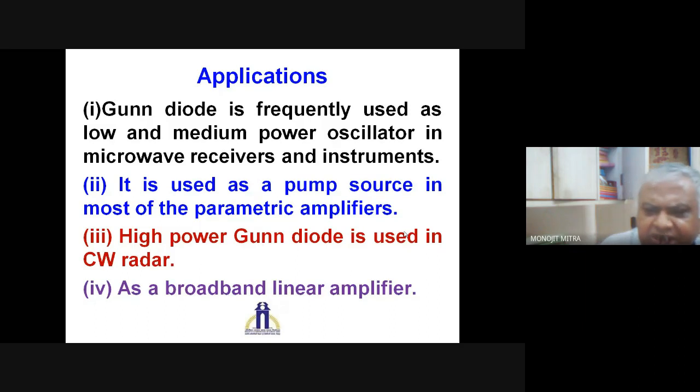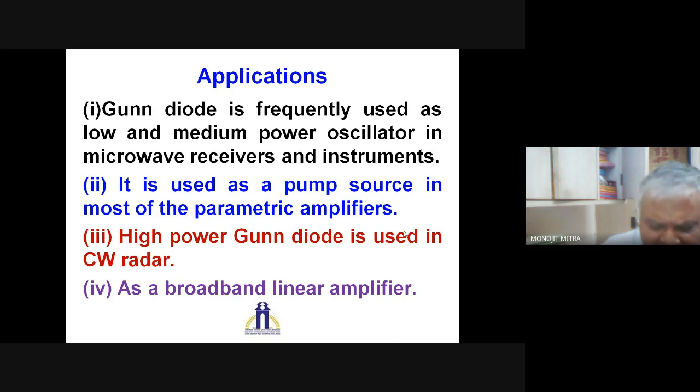A high power Gunn diode can be used in CW or continuous wave radar, because I told you radar is probably one of the most important inventions. In my view, it is the best invention of the 20th century. Anyhow, we will discuss it again. Radar is covered in detail in your 7th semester, where I shall discuss it. Your signal may be analog or continuous, or it can be pulse or digital. Here it is continuous wave or analog type of radar, as a broadband linear amplifier.